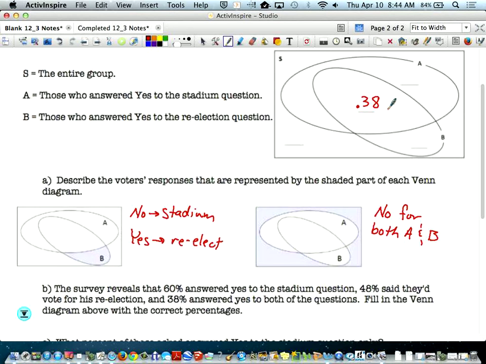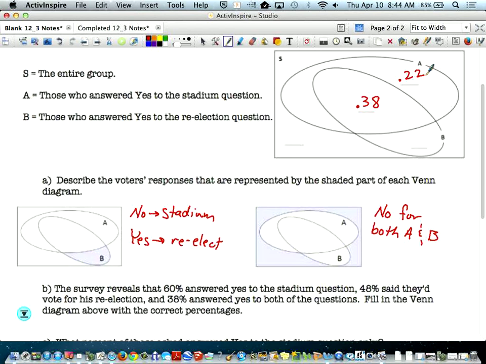We have to be a little bit more careful when we fill in the other parts, because can I put 60 here? No. The idea is 60% is in the circle. So if I've already got 38% inside the circle, how much is left for the outside? 22%. Only 22%. Those two numbers have to add up to the 60% that answered yes, because of the people that said yes, some also said yes to re-election and some said no to re-election.